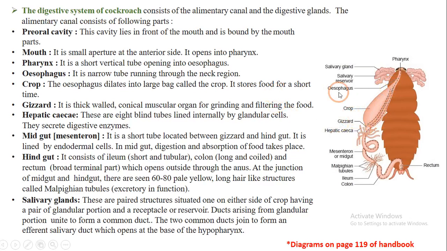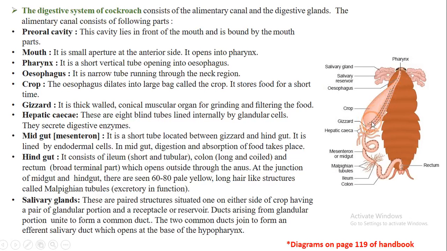So the esophagus dilates into the large bag which is called the crop, and the function of this crop is to store the food. But the storage is only for a short time. Then the crop will give rise to the gizzard. So gizzard, it is a thick-walled conical muscular organ which is present at the lower part of the crop, and this is mainly for grinding and filtering of the food.